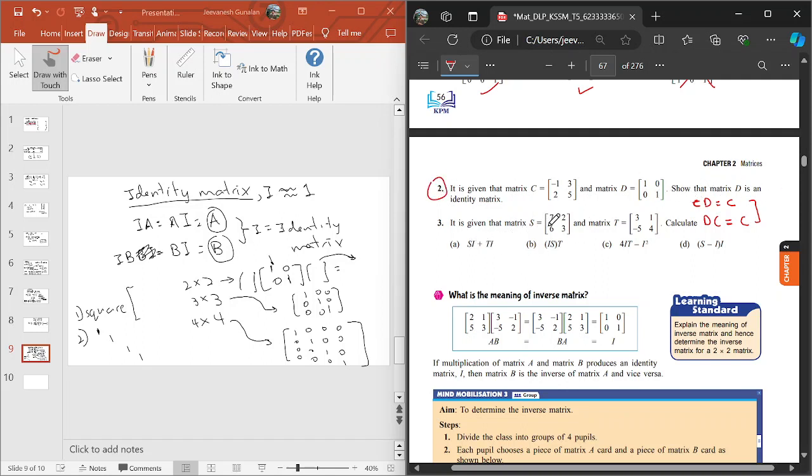And now it's given that S is this and matrix T is this. Calculate SI plus TI. So if I multiply S with I, I'll get S only, and if I multiply T with I, I'll get T only. Here S multiplied with I gives S only, and then I multiply with T. Here the same thing.